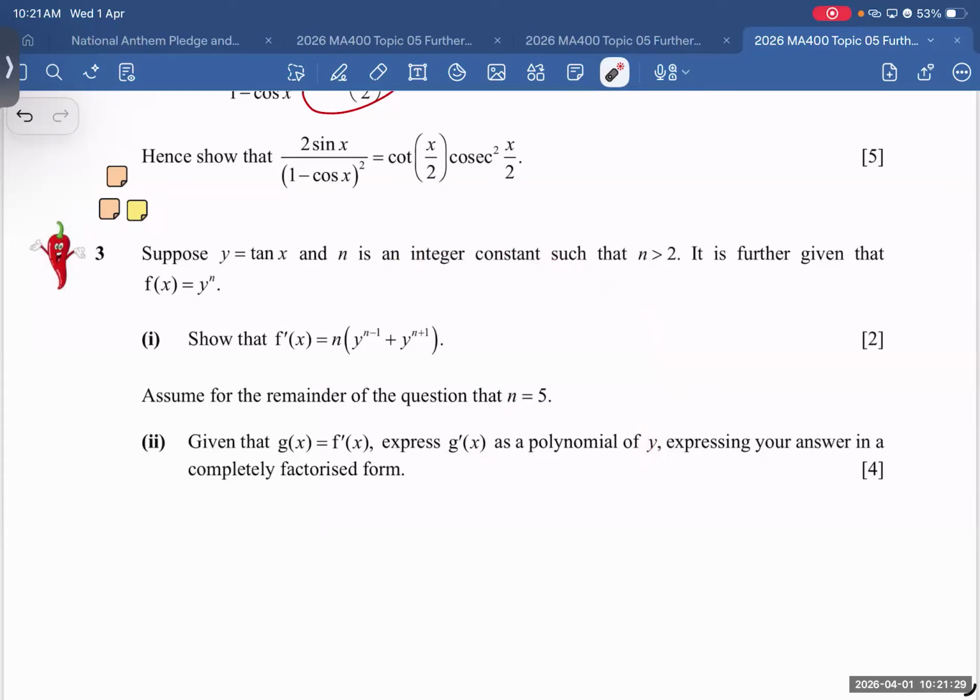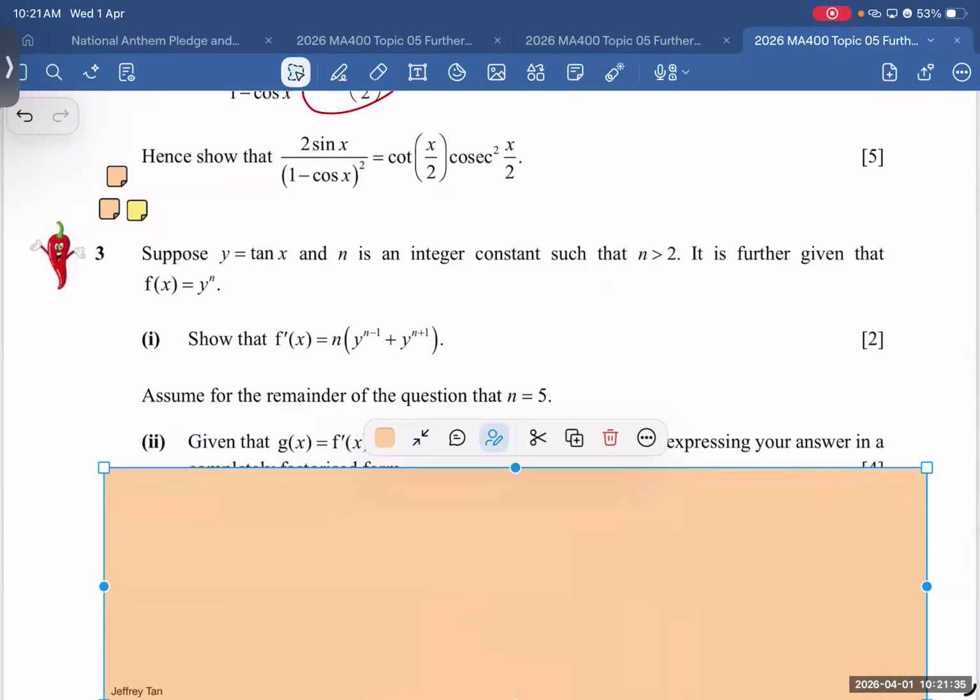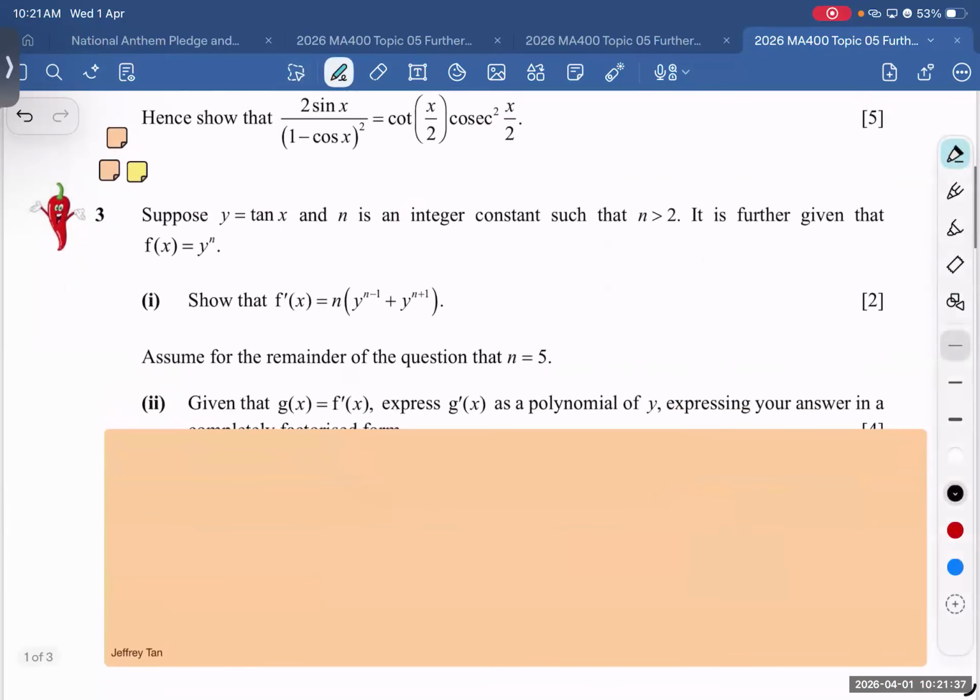When I'm doing this, G prime by right is a polynomial of y. So G prime here, G x equals f prime. So that means G is equal to this, right? Am I right? G prime means that I'm differentiating this entire thing. Am I right?